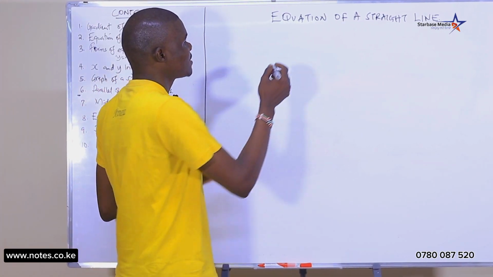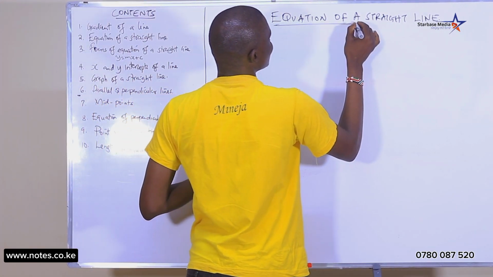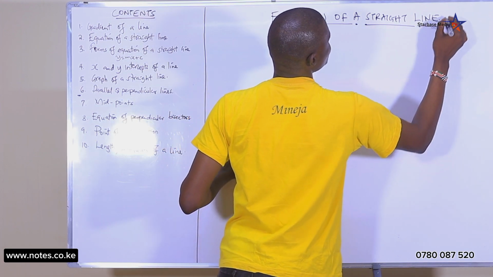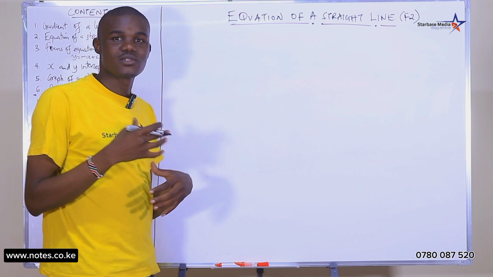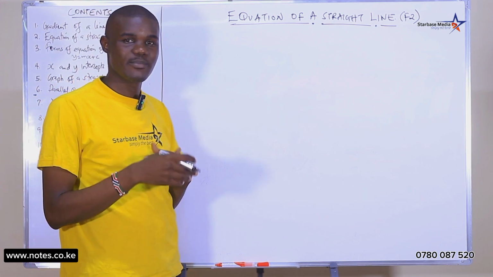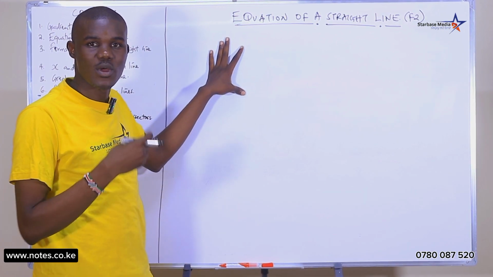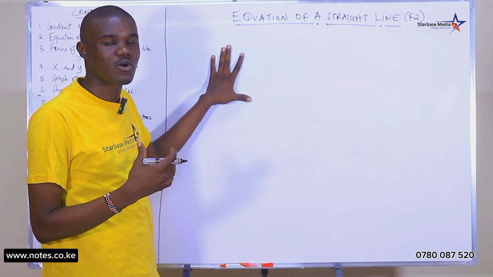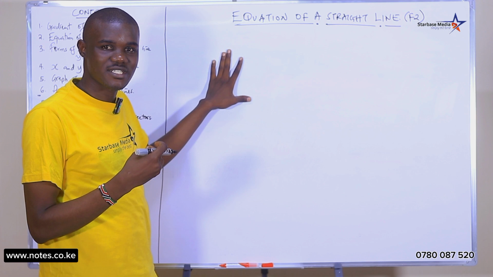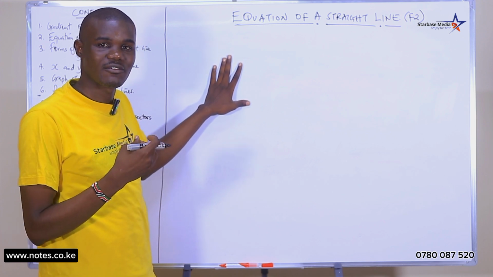Our topic for today is equation of a straight line. This is a paper 1 topic that is found in form 2. What we basically want to do here is to give you the very basics of this topic so that whenever you are tackling a question under this topic, you can be comfortable with the contents, the concepts, and the formulas that are involved.